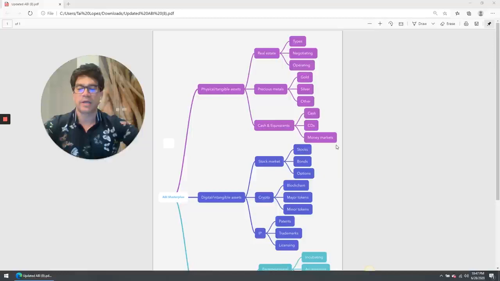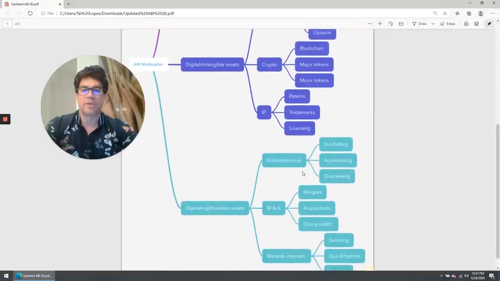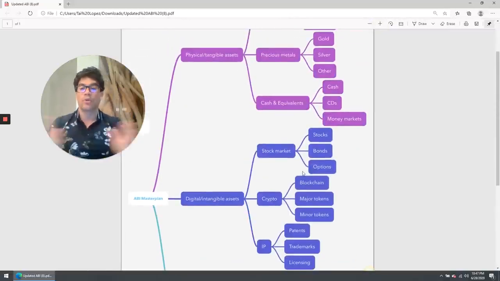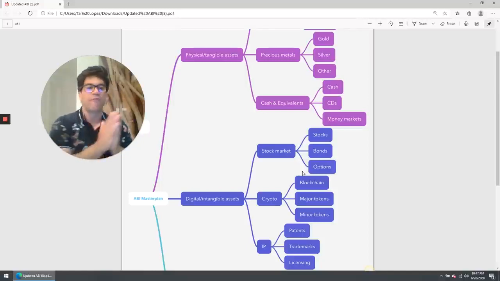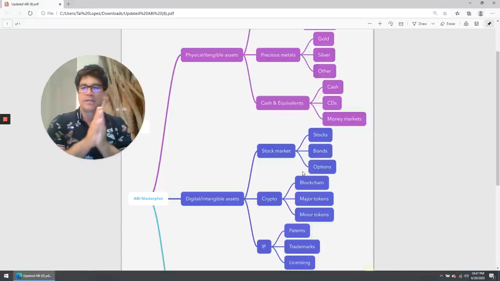So that's why I've got this mind map up. And let me zoom in and kind of show you how this works. I call this my ABI master plan. There's three main categories of assets that you can invest your money in. So you make $1, you make $100, you make $1,000, you make $10,000 this month that you have left over, and you want that money to start working for you. Albert Einstein said the eighth wonder of the world was compounding interest. Okay, and that's what you get when you invest correctly.